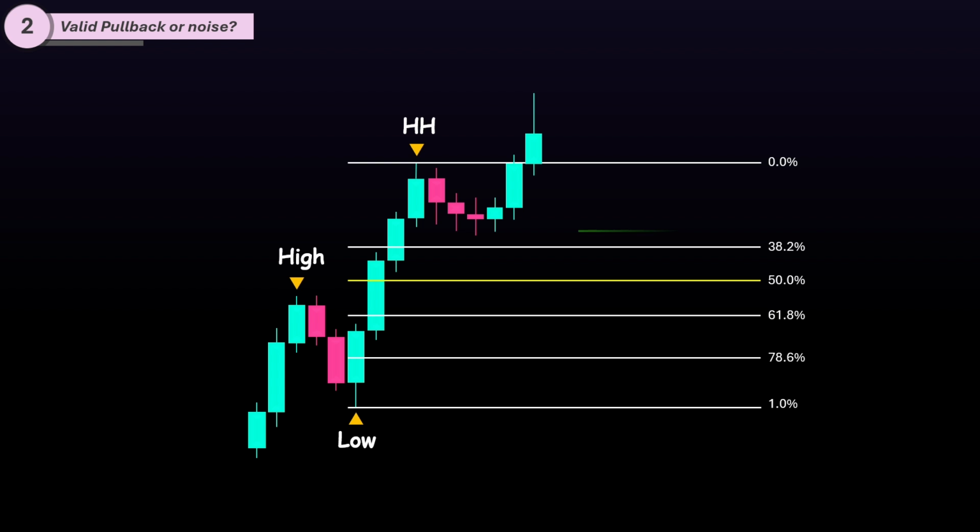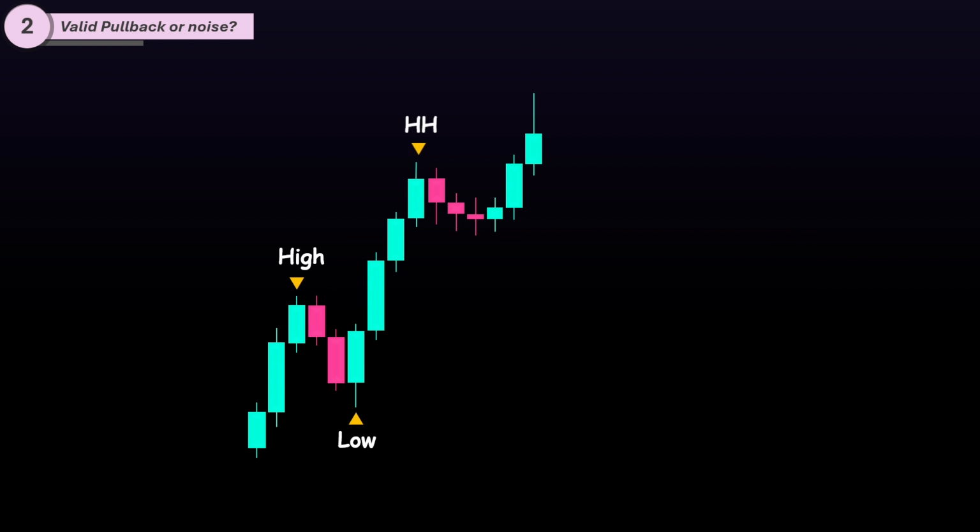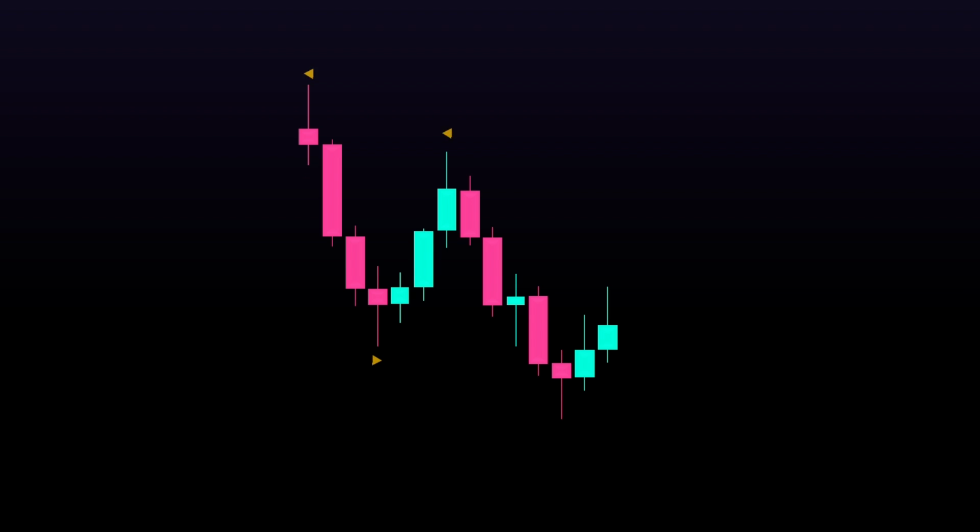By waiting for a pullback to hit the 38.2% level or deeper, we ensure that we're only reacting to meaningful corrections, not just market noise. So, in this case, it is considered a single leg, and a reversal only occurs if the market breaks below this swing low. Let's recap this in a bearish scenario.